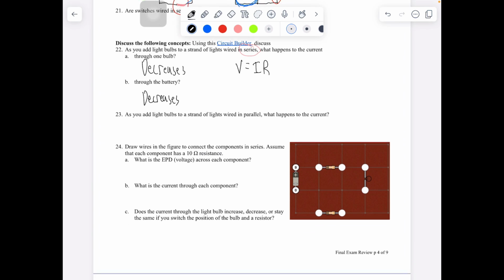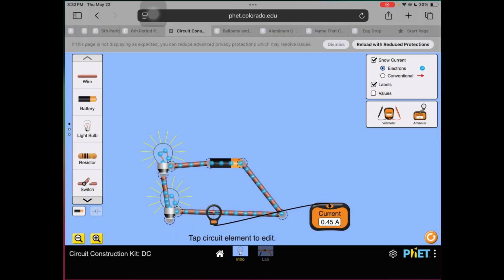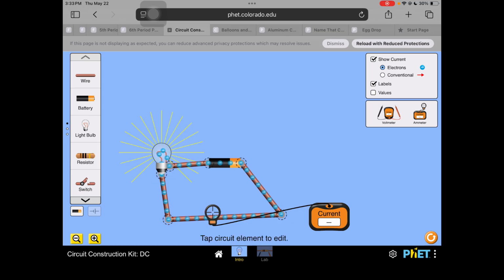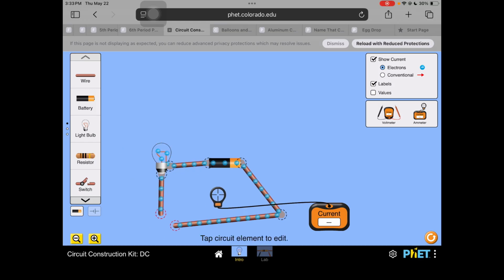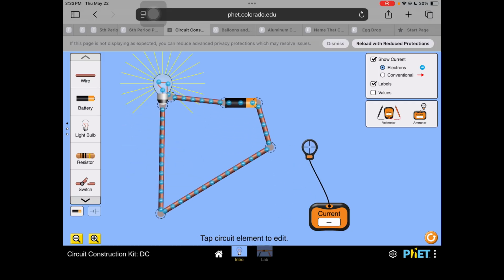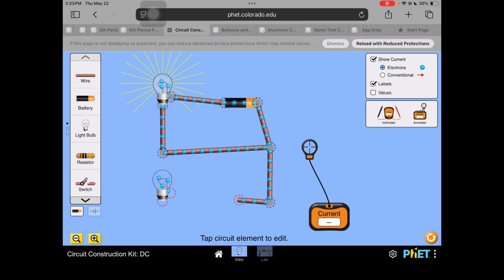As you add light bulbs to a strand of lights wired in parallel, what happens to the current? Well, let's take a little look. Let's go right back. We'll delete this. We'll rewire these. We see, okay, we have our 0.9 everywhere. Now, let's wire in parallel. And what we'll really do is add another light bulb, add in a wire. Bring this on down, bring this over, and connect. Okay. What have we done?